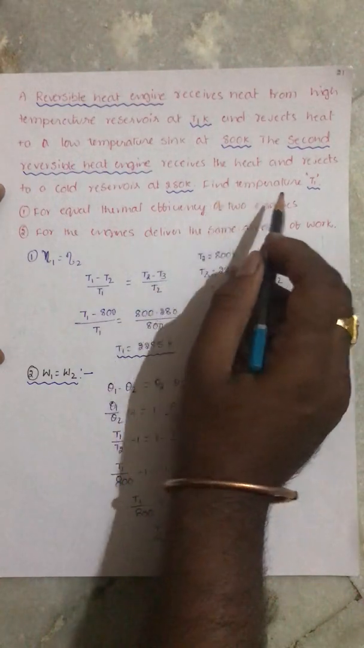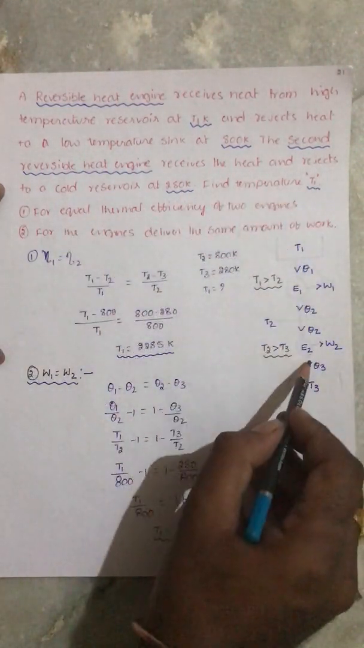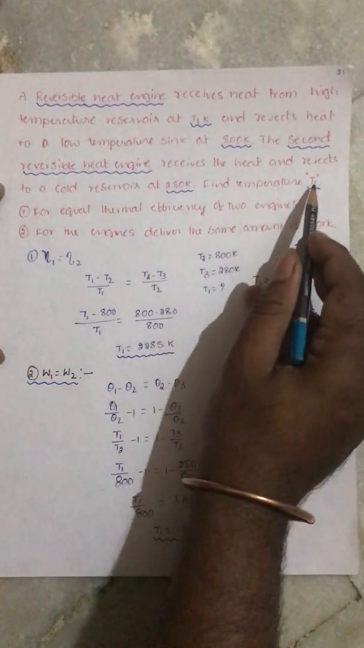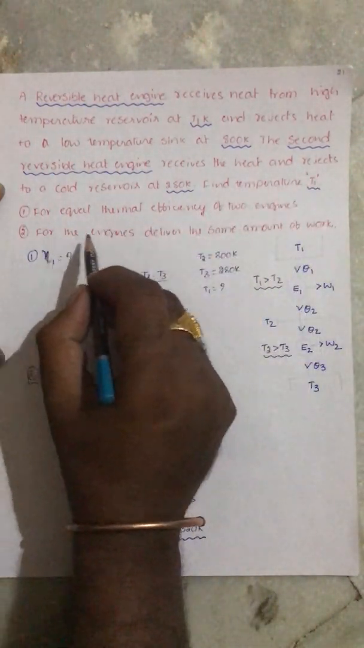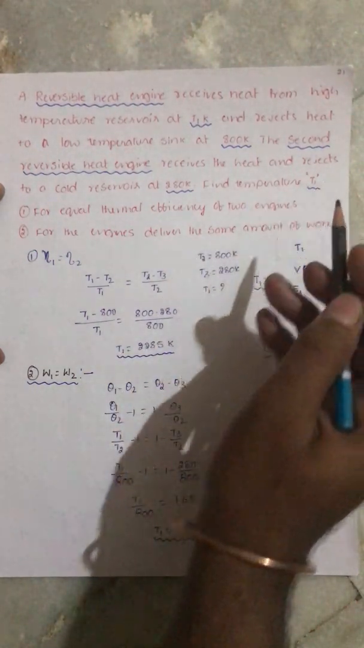So that means we need to calculate the temperature T1 for equal thermal efficiency. If both engines have the same thermal efficiency, what is the temperature T1? If both engines deliver the same work output, then what is the temperature T1?